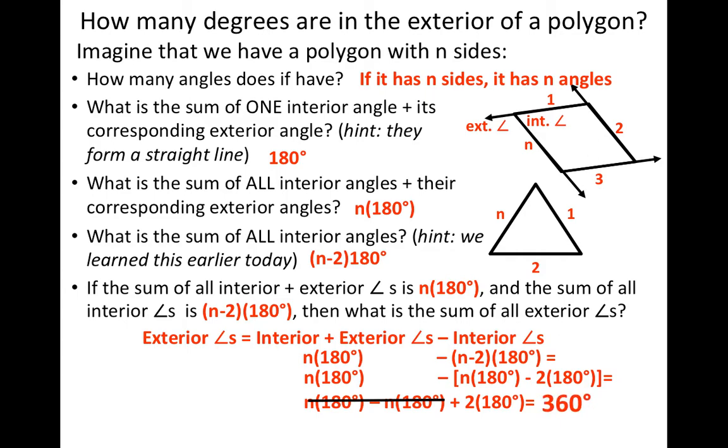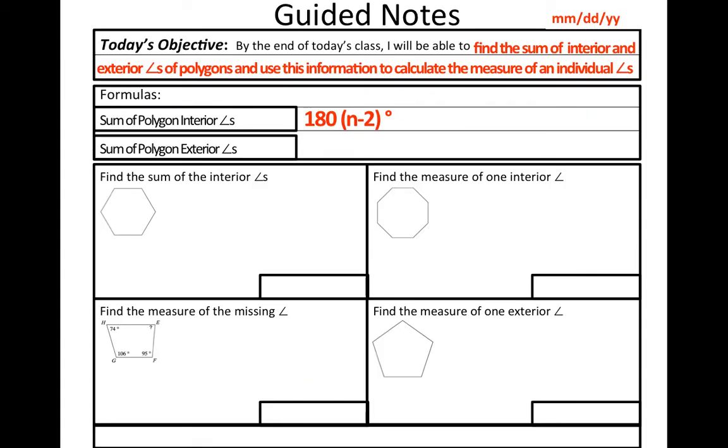And here's the key thing. It's 360 no matter how big n is. If n is a triangle, if n is an octagon, anything in between or more or less, it doesn't matter. It is 360 degrees is the sum of all the exterior degrees. Okay? So the sum of all the polygon exterior angles is 360 degrees on our guided notes.